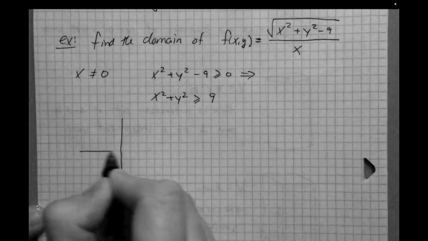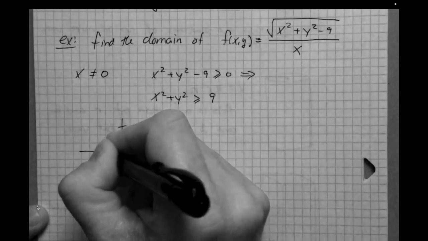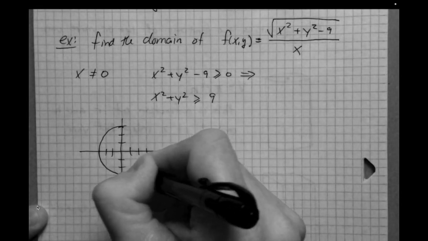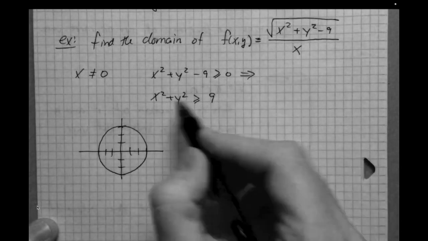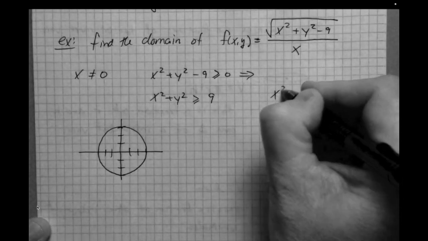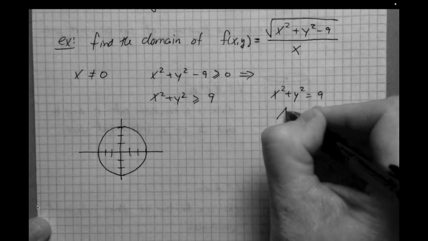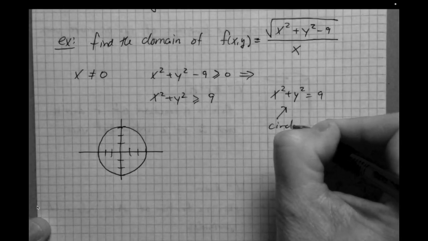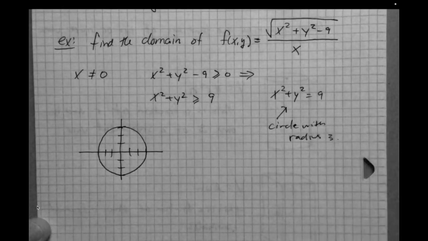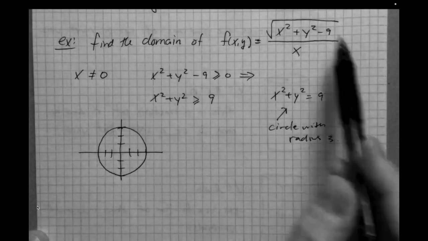Okay, and so I'm just going to draw this here. 1, 2, 3, 1, 2, 3, 1, 2, 3, 1, 2, 3, and this is going to be a circle with radius 3. So x squared plus y squared needs to be greater than or equal to 9. So x squared plus y squared equals 9 is a circle with radius 3.